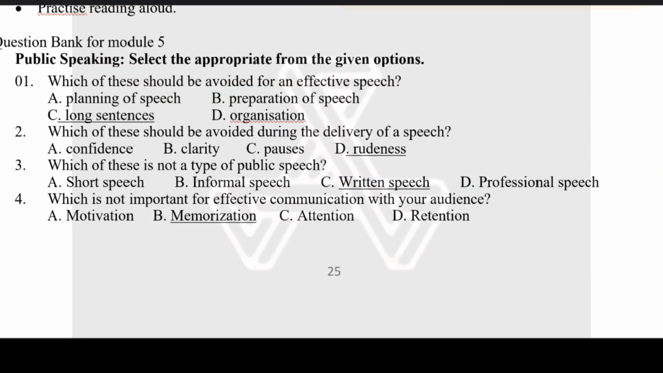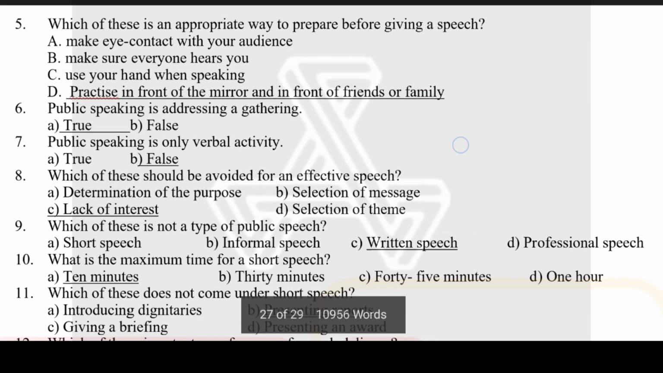Module 5: Public speaking. Select the appropriate answer from the given options. Which of these should be avoided for an effective speech? Long sentences. Which of these should be avoided during the delivery of a speech? Rudeness. Which of these is not a type of public speech? A written speech. Which is not important for effective communication with your audience? Memorization. Which of these is an appropriate way to prepare before giving a speech? Practice in front of the mirror and in front of friends and family.